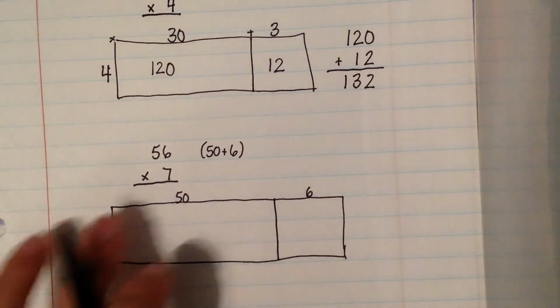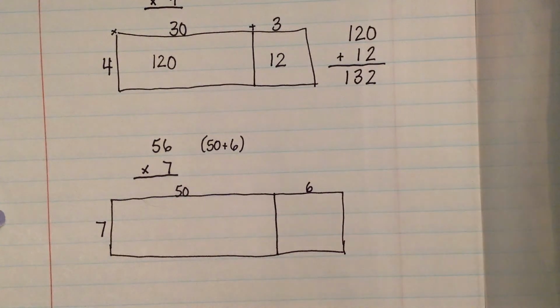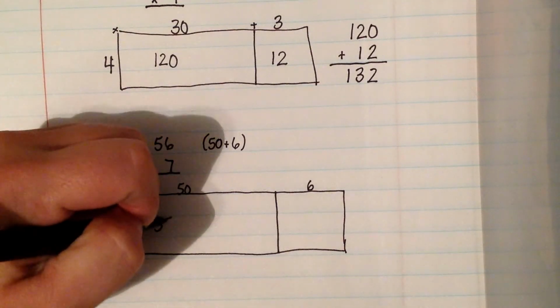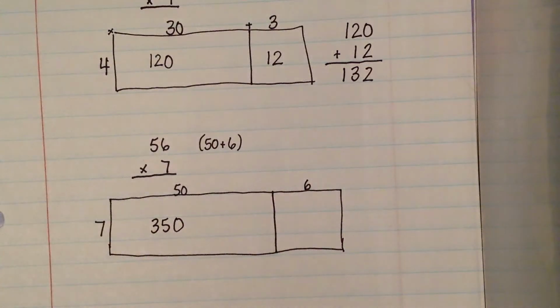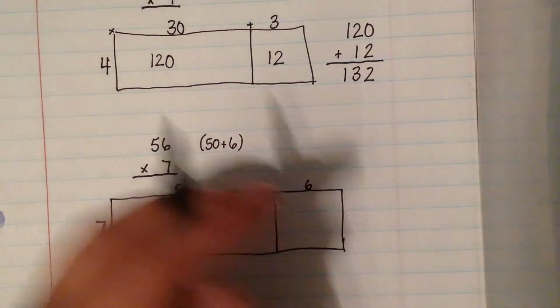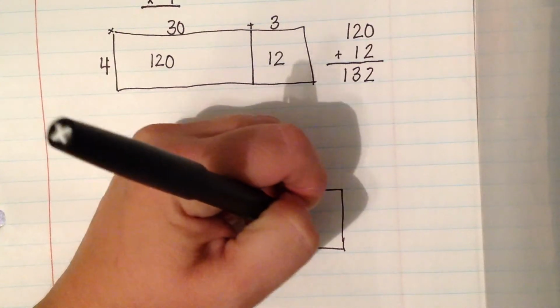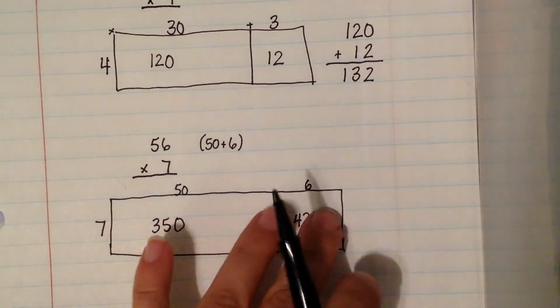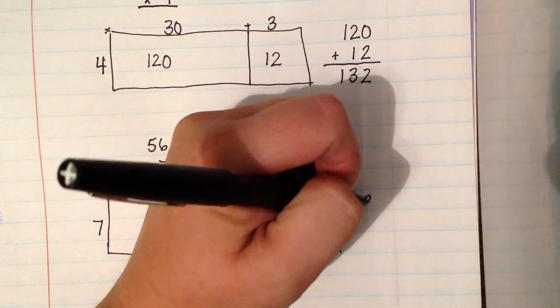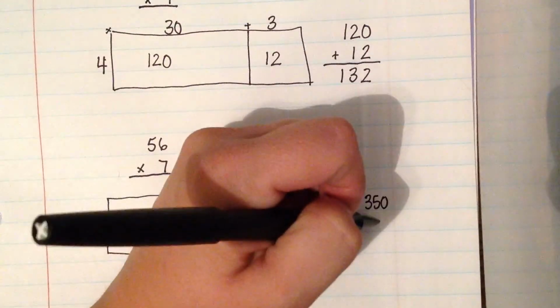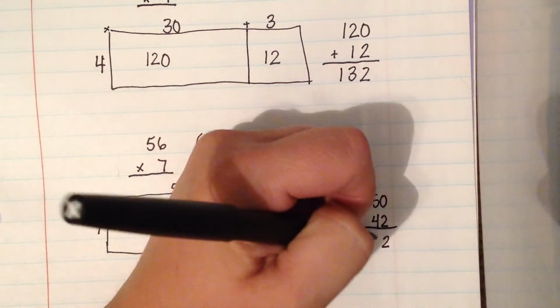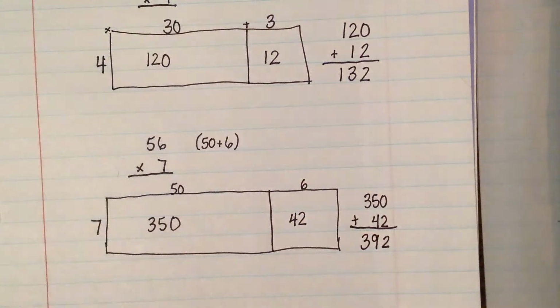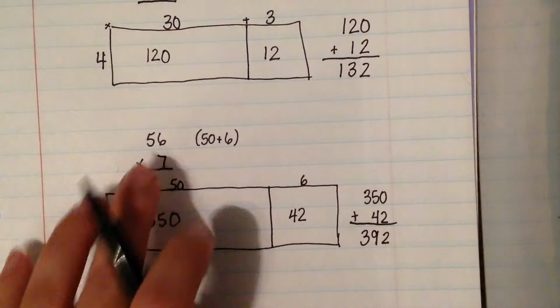So now I'm going to do 50 times 7, which I know 7 times 5 is 35, and the rule of 10, I'm going to put that 0 back on, and 7 times 6, which is 42. I now know that I'm going to add my two boxes together, so I have 350 plus 42, which equals 392. And this works for any number I want times a single digit number.